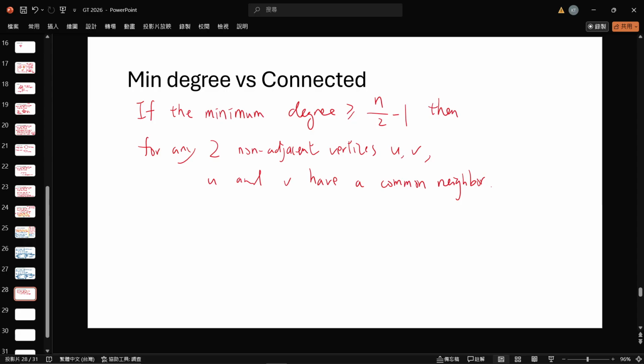要找到反例。你要说一个 statement 是错的，很简单，你只要找到一个反例就可以。So, what's a counter example for this statement? This is not difficult, so you should try yourself. Say n is 6. Then n over 2 minus 1 is 2. So the minimum degree is 2, and there are 6 vertices with minimum degree 2.